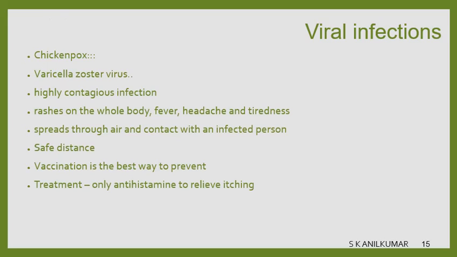Another viral infection is chickenpox. It comes from varicella zoster. It is a contagious infection. It spreads from one person to another very fast. Rashes on the body are the main symptom. Fever, headaches, tiredness could also be there. It spreads through air. That is why we have to maintain social distance, safe distancing. Vaccination is the best way to prevent.